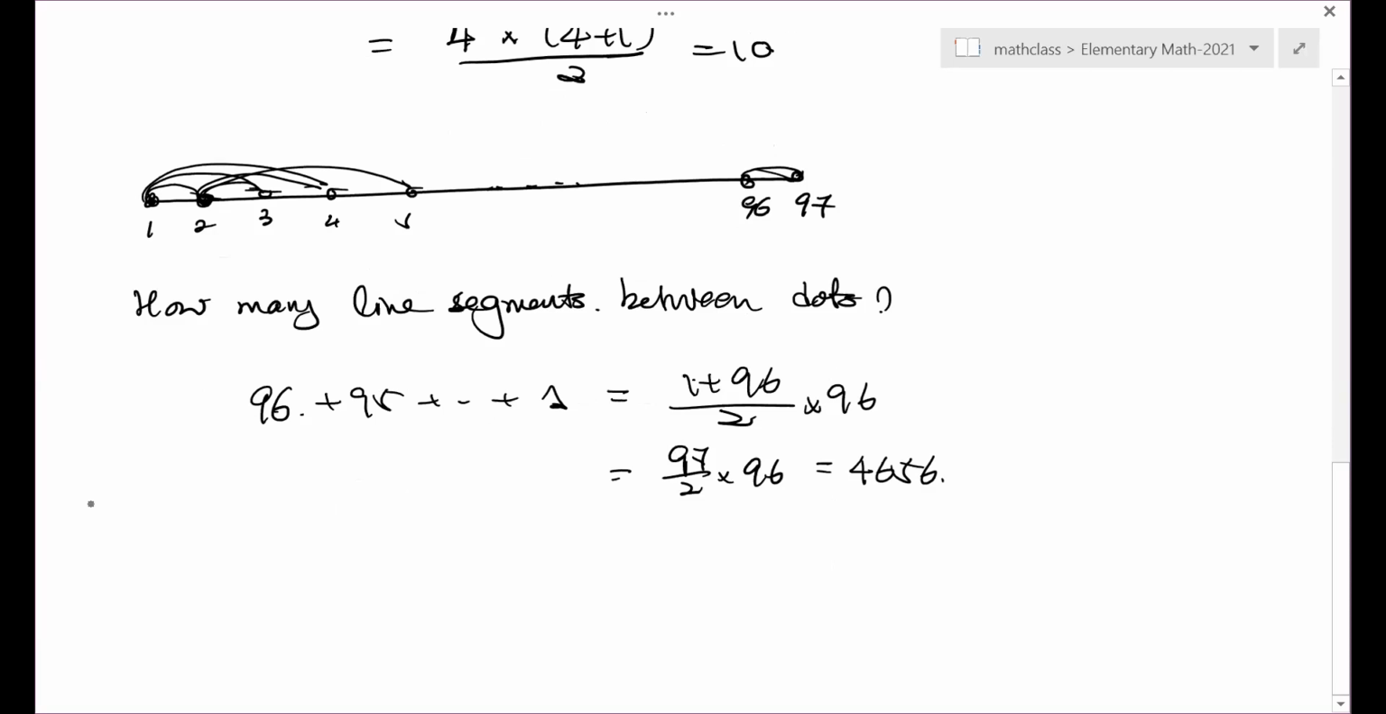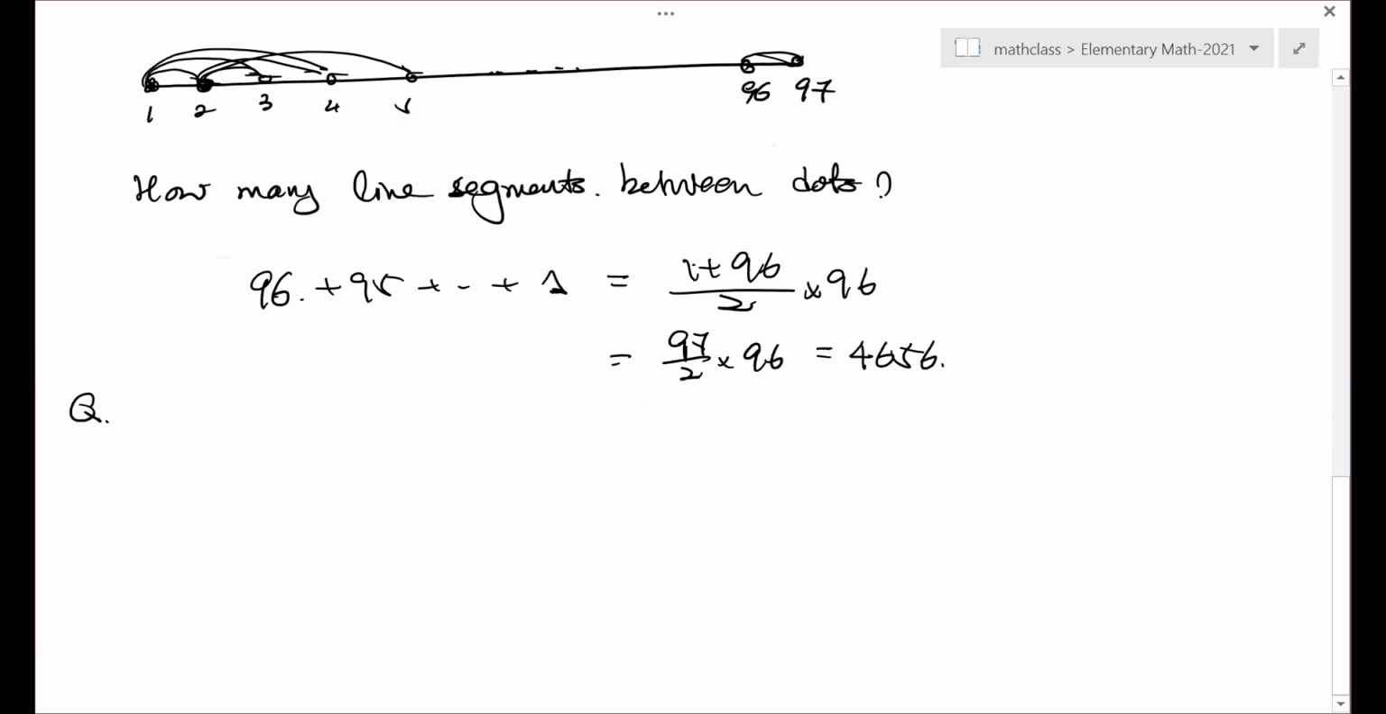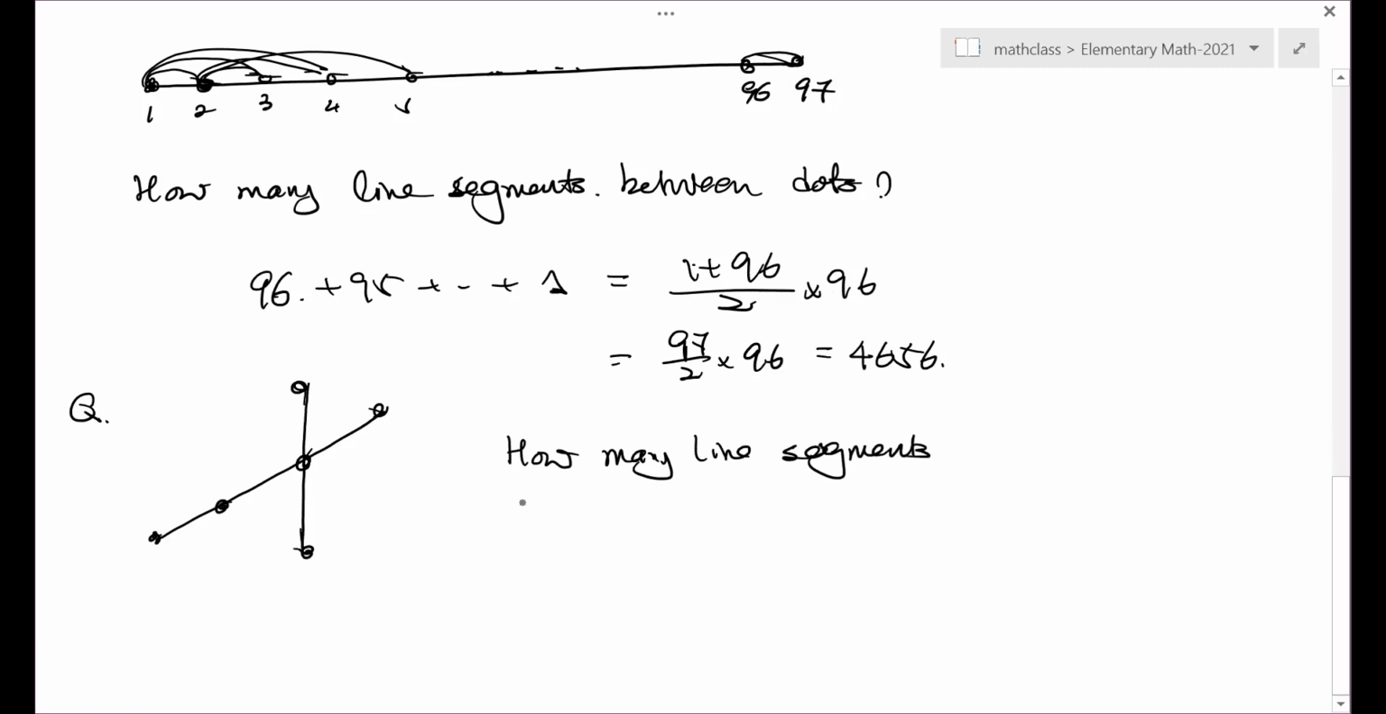All right, so now let's try a slightly different problem. So here, I'm going to have this type of picture. We want to see how many line segments are there.